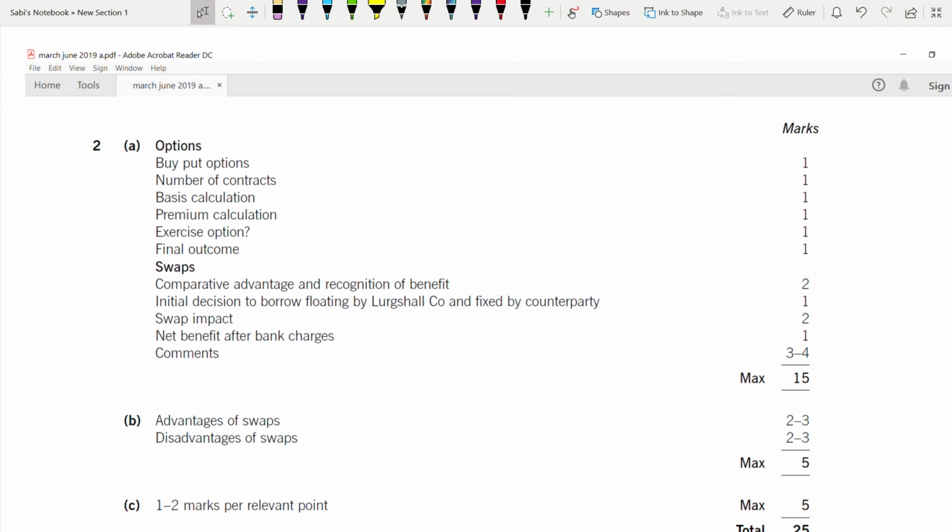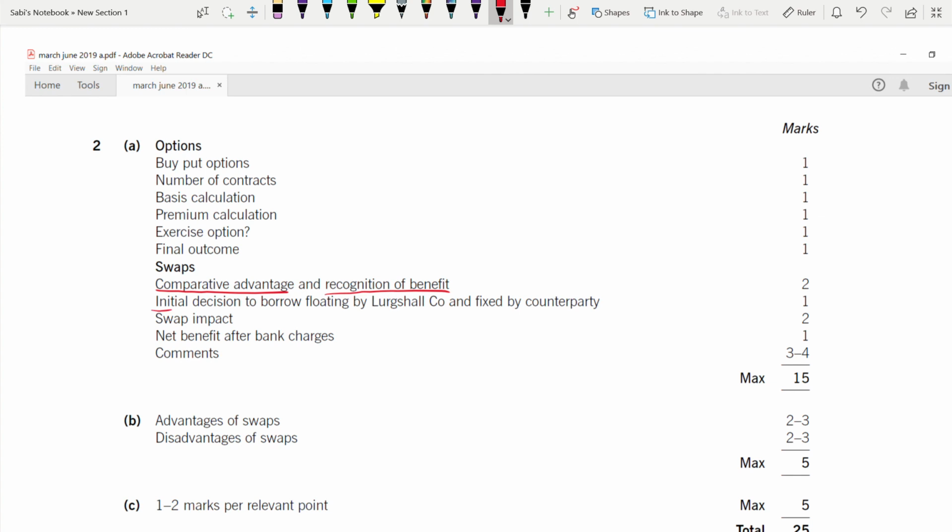Under swap, 2 marks for comparative advantage and recognition of benefit. What benefit? You have to recognize that there is a benefit after the swap. You have to calculate that gain, for which you get 1 mark. And for comparative advantage, the fixed and variable rates which you compared, you write that sentence that they are going to go for this rate because they have a higher advantage in this rate. Initial decision to borrow floating by bilateral and fixed by counterparty. For that, 1 mark.